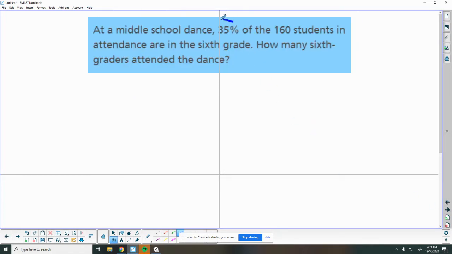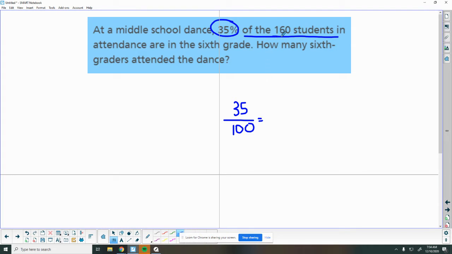Okay, let's try another one here. At a middle school dance, 35% of the 160 students in attendance are in the 6th grade. How many 6th graders attended the dance? So this is our percent. Pause the video and write percent as a fraction. That should look like 35 over 100.